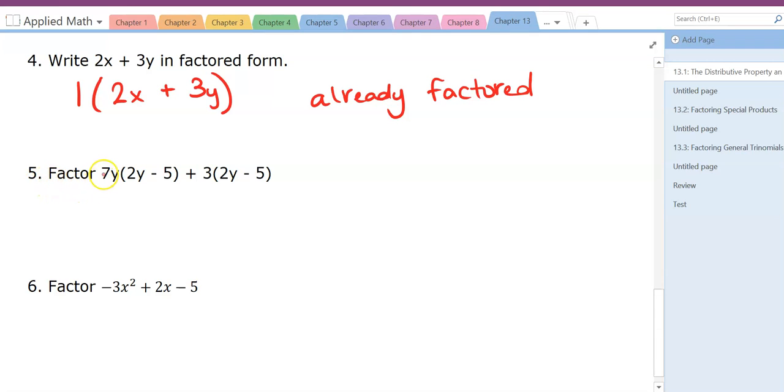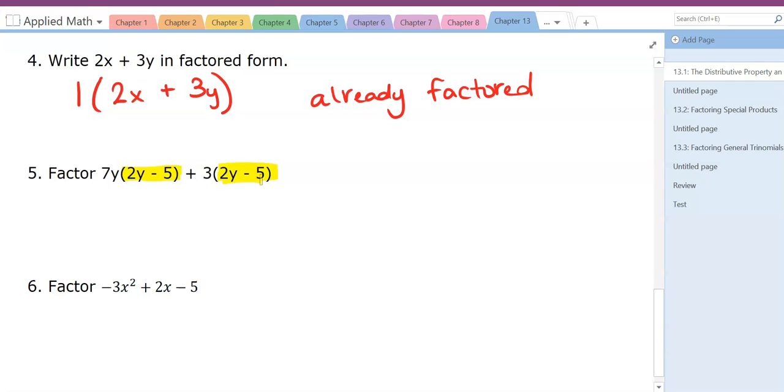Number 5, you have 7y times (2y minus 5) plus 3 times (2y minus 5). Do you guys notice that the pieces inside the parentheses are the same? Okay, so in Algebra 2, when you talk about factoring, you had to do a lot of factoring towards the beginning of the year. We talked about a specific type of factoring when you group terms together and you try to pull out whatever they have in common, and what's left over should match.